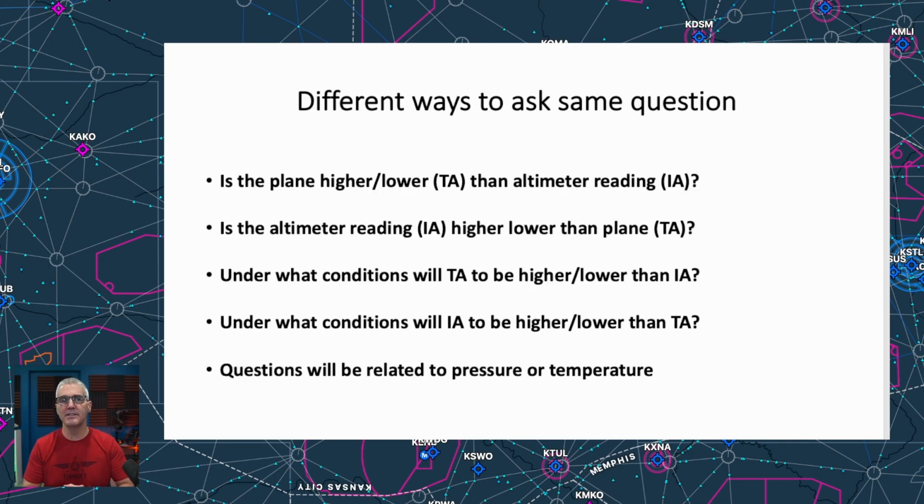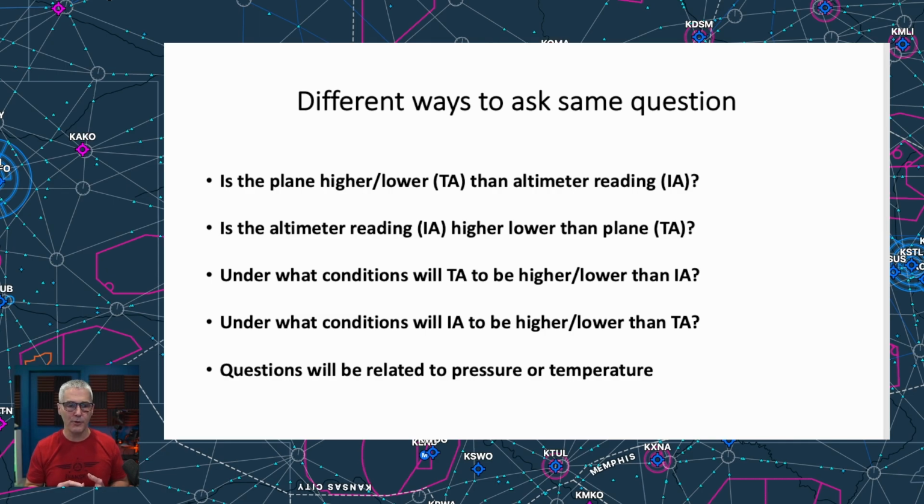Different ways to ask the same question. On the FAA exam, they'll take this concept of altimeter errors and approach it in different ways. They'll word the question differently, and sometimes it can be confusing. My best advice is, we'll demonstrate this technique here in just a bit, but take this technique, apply it, and go slow. There really is no rush. You have plenty of time to answer the questions on the exam.